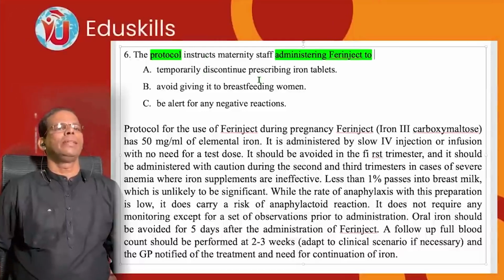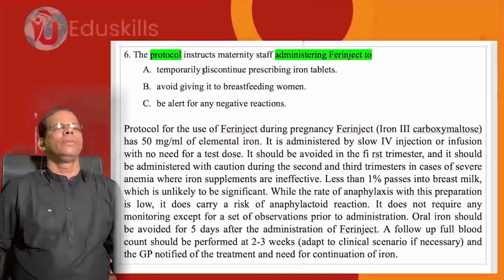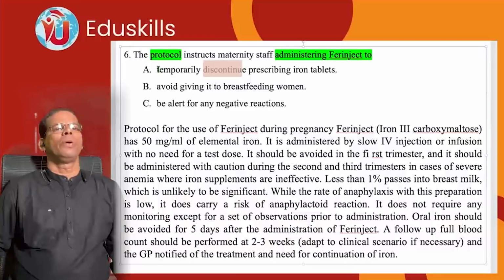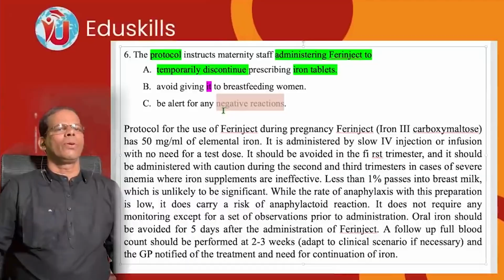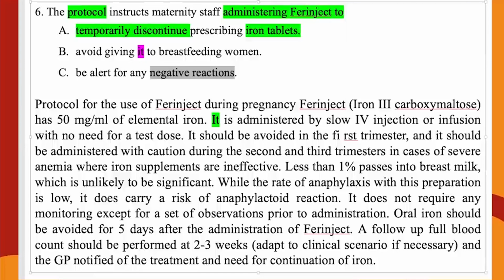First one, temporarily discontinue prescribing iron tablets. Discontinue iron tablets temporarily. Next, avoid giving it to breastfeeding women. Giving it means what? Injection, Pharynject, right? It should not be given to breastfeeding women. Be alert for any negative reactions. Pharynject during pregnancy. It is administered. What does it refer to? Injection.